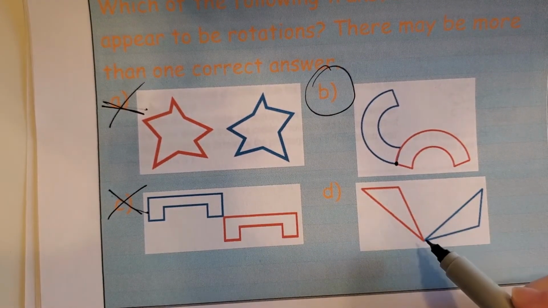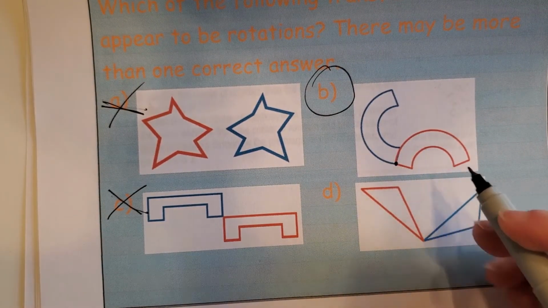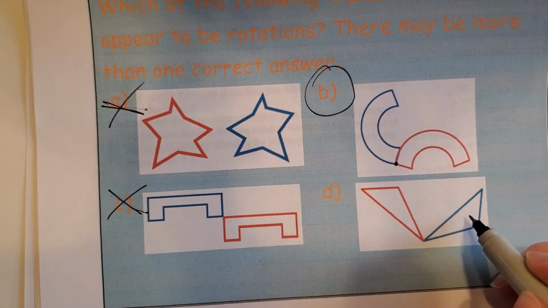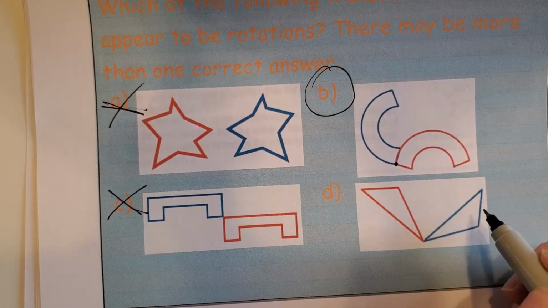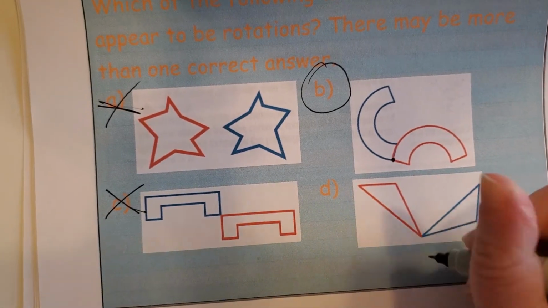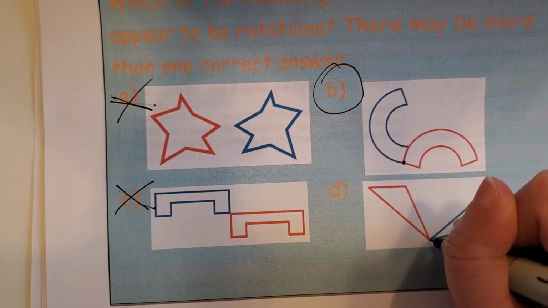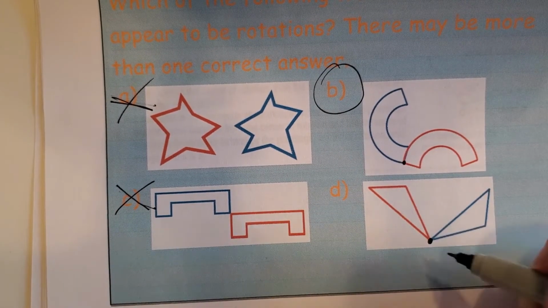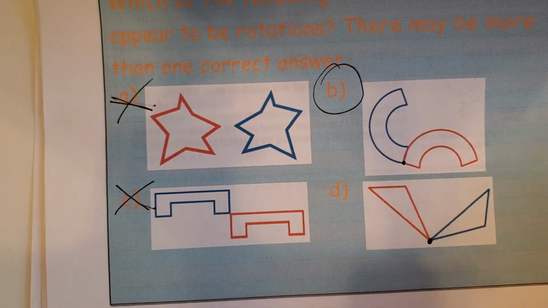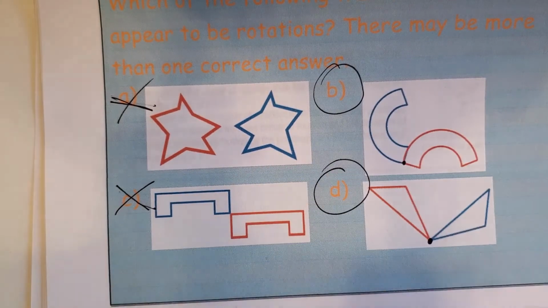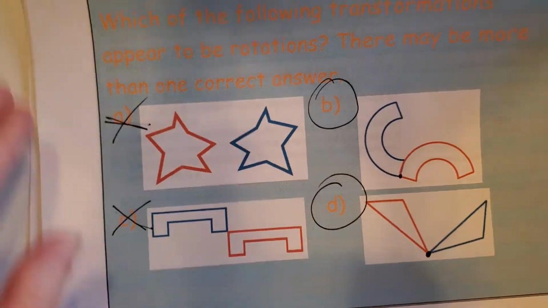And then same kind of thing with D that you saw with example B. Going from blue to red looks like it's just spinning a little bit this way, where again, your center of rotation would be down here where those two vertices touch. So D will probably also be a rotation. Okay?